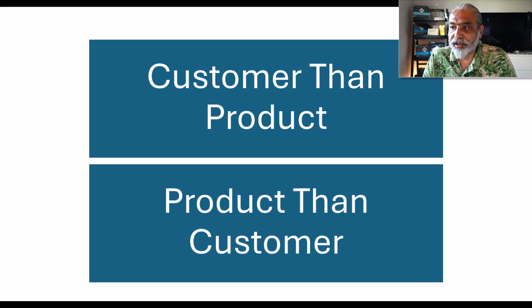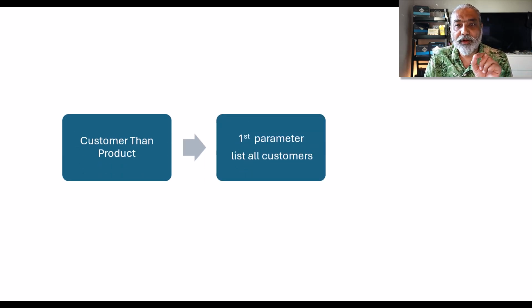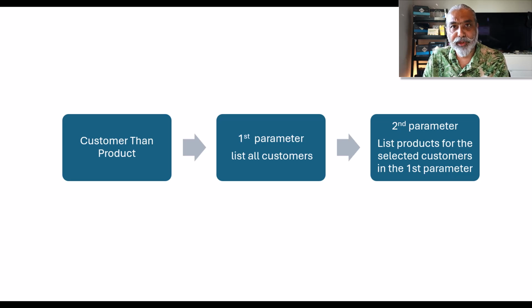So how it's supposed to work: let's say the user selected customer then product. Our first parameter will list all the customers from our semantic model, and the second parameter will list the products which are sold to that customer. That would be the choice if the first choice has been made.